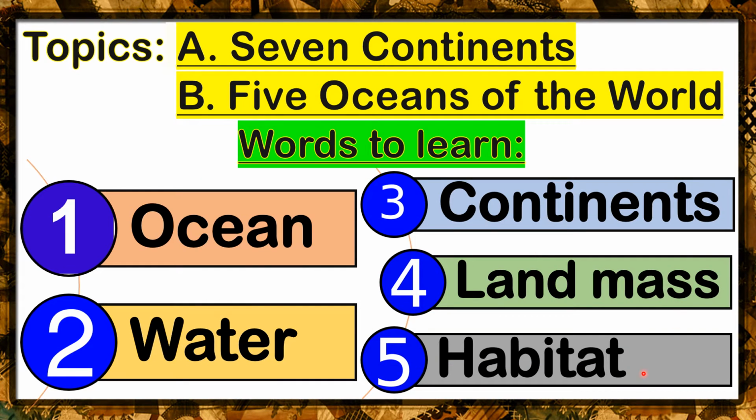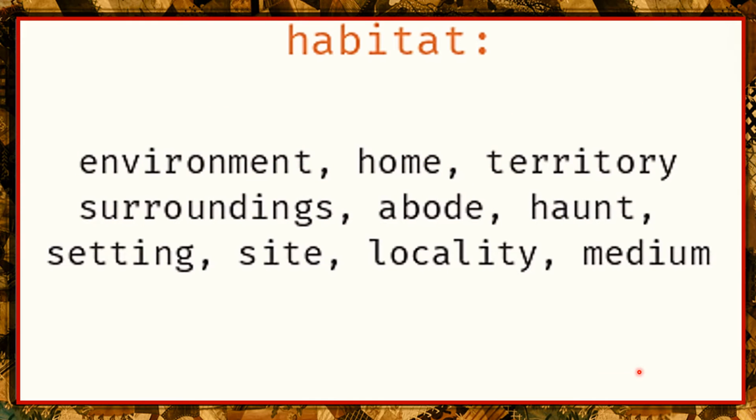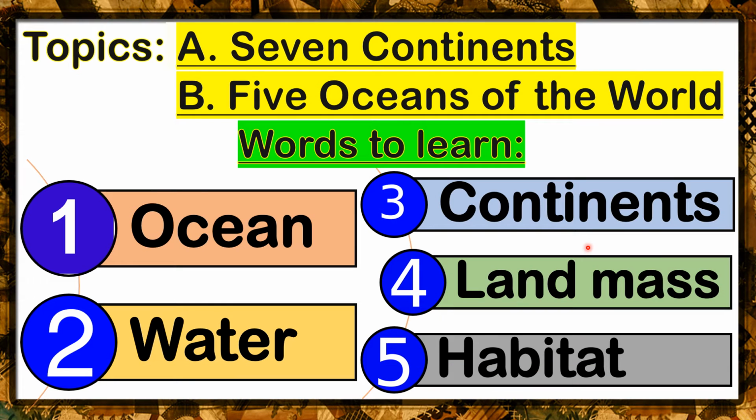And the last word that we have is habitat. Habitat means environment, home, territory, surroundings, abode, haunt, setting, site, locality, and medium. So these are the 5 words that can help us better understand our topic for today. Let's read them again from numbers 1 to 5. Ocean, water, continents, landmass, habitat.